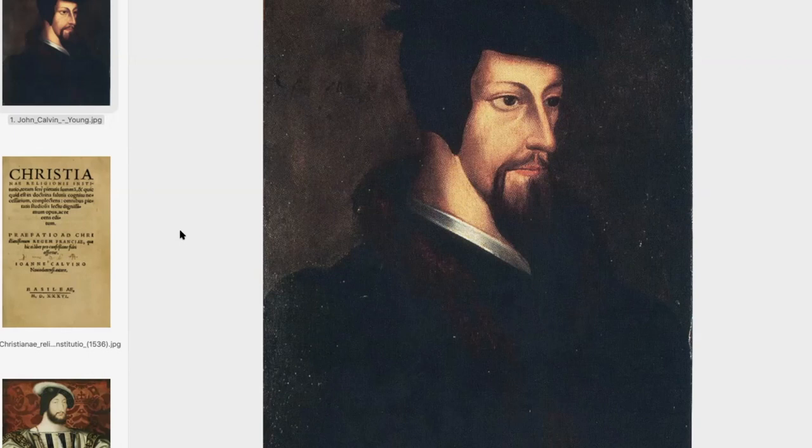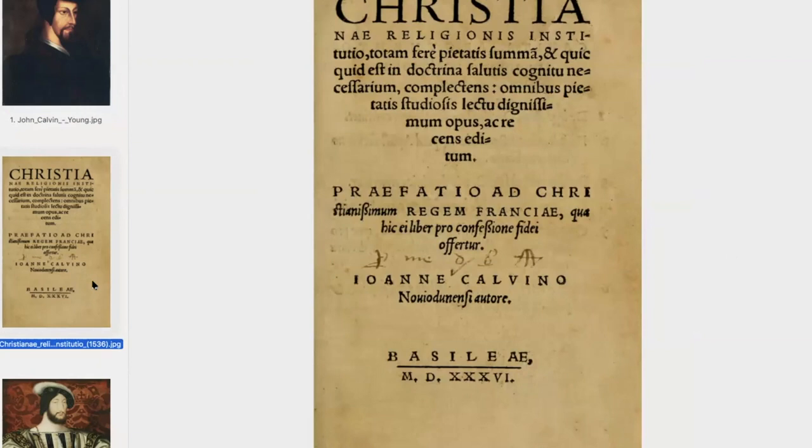So Calvin makes a name for himself very quickly with the publication of this treatise, the Christianae Religionis Institutio, which we know, of course, as the Institutes of the Christian Religion. The full title here in Latin reads, the Institutes of the Christian Religion, containing the whole sum of piety in general, and whatever is necessary to be known for the doctrine of salvation, a work most necessary to be read by all who are desirous of piety, and recently edited. And, important here, Praefatio ad Christianissimum Regem Franciae, with a preface to the most Christian king of France, to whom this book is offered for a confession of faith.